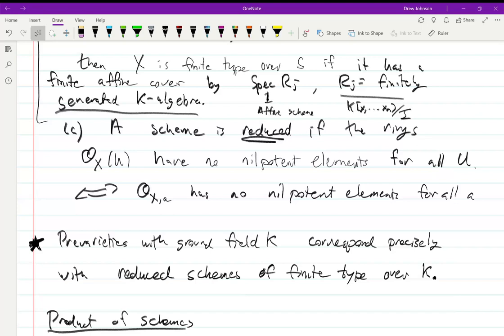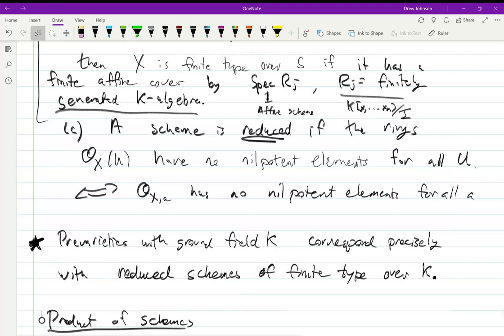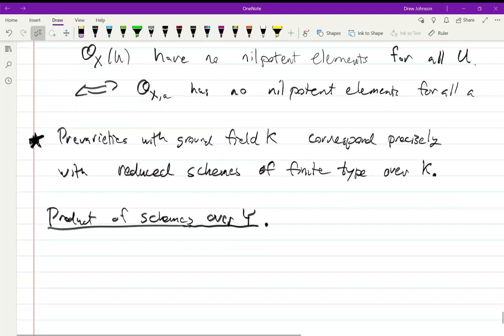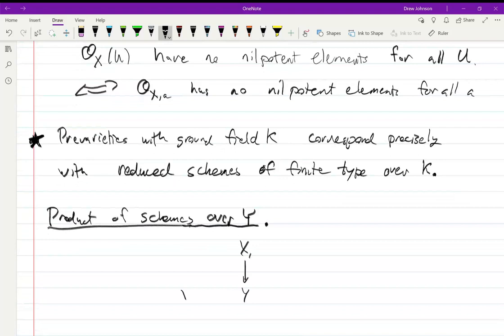Okay, so in order to talk about separatedness and also for other useful things, we need to talk about products of schemes. It makes more sense to talk about products of schemes over Y, using the definition that we had before. So let's give this definition. We're going to have a universal property. If I have X1 over Y and X2 over Y, then the product X1 cross X2 should come with maps to X1 and X2, and should satisfy the universal property that if you have a Z with a map to X2 and a map to X1, such that this diagram commutes, meaning they agree when you go all the way down to Y, then there should be a unique map from Z to the product.